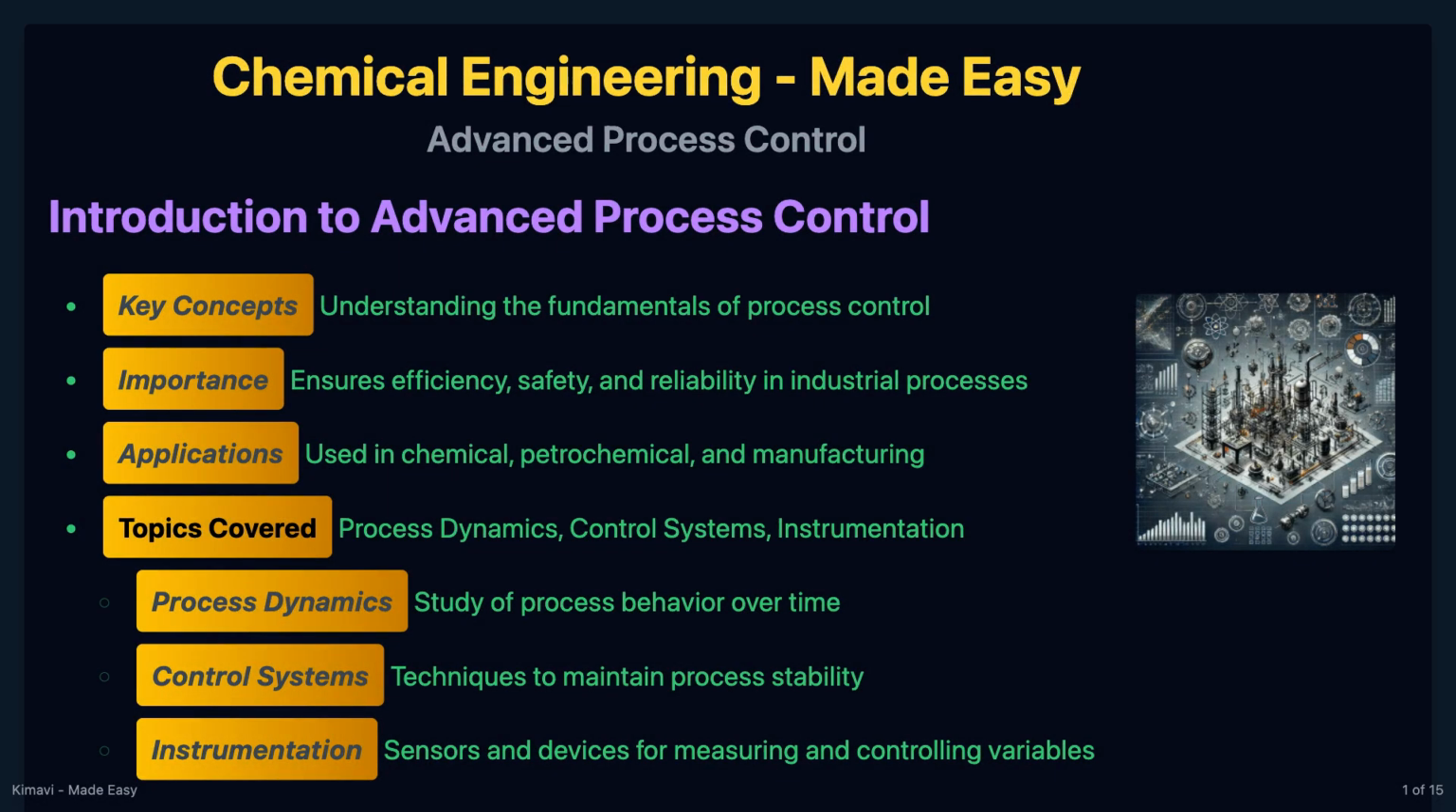Welcome to the chapter on advanced process control. This chapter is crucial for chemical engineering students as it covers essential control techniques to ensure industrial processes operate efficiently, safely, and within specified limits.